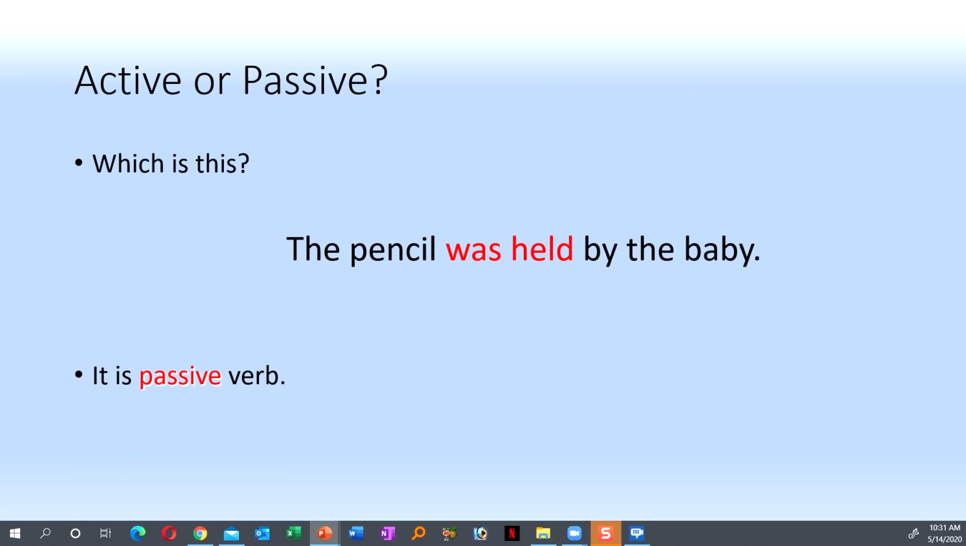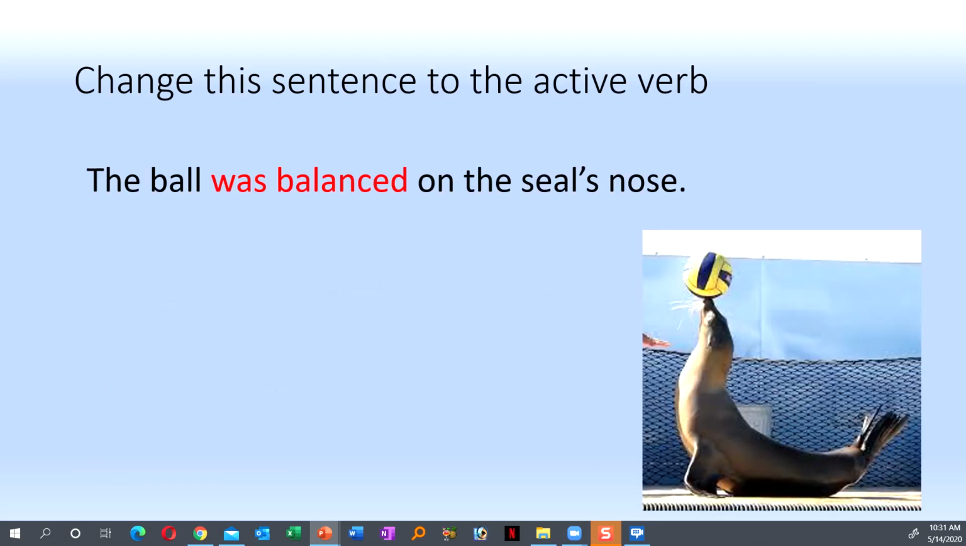All right, so now let's do a little exercise in changing it around. Change the sentence to the active voice. The ball was balanced on the seal's nose. So make this into active. Absolutely, right? The seal balanced the ball on his nose. Now, as simple as this is, right?